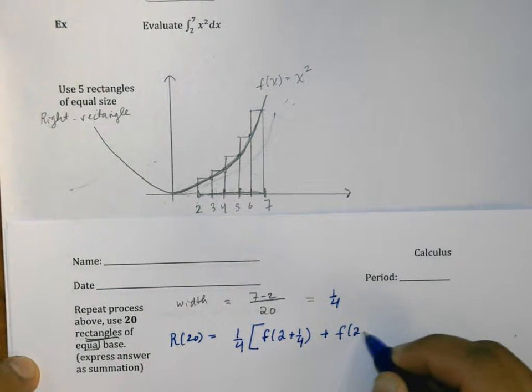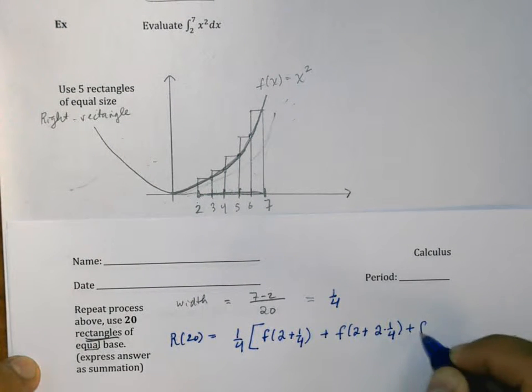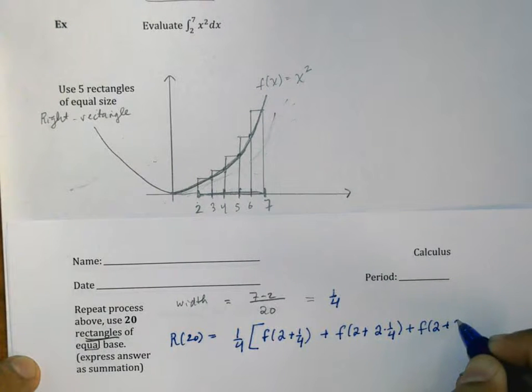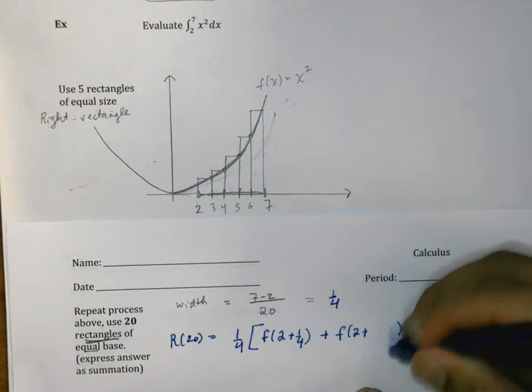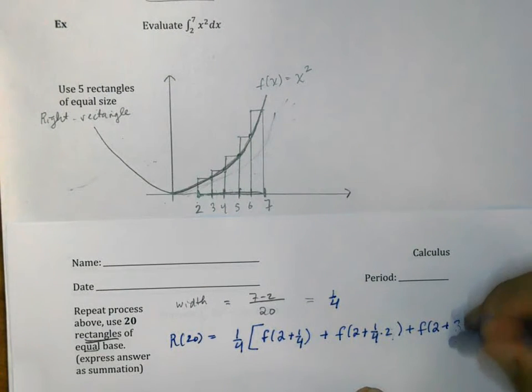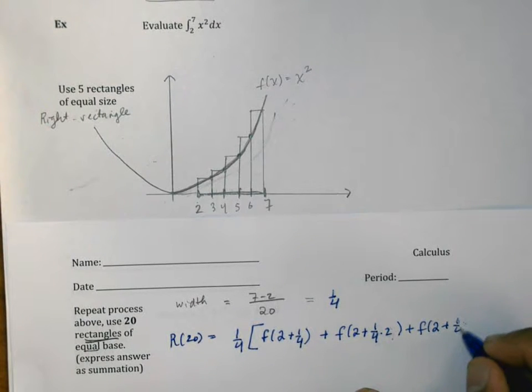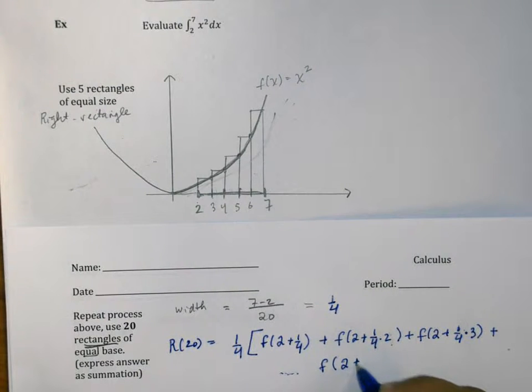So this is f of 2 plus 2 times a fourth, plus f of 2 plus 3 times, or I should write it this way, 1/4 times 2, and then 1/4 times 3. And I'm going to repeat this 20 times until I get to f of 2 plus 1/4 times 20.